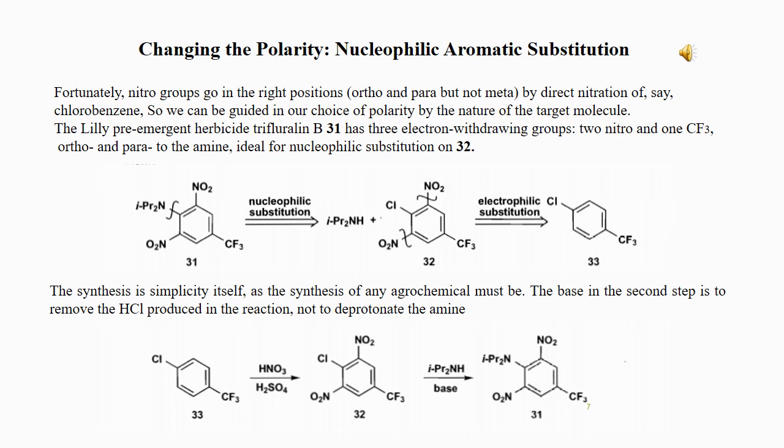After the nitration, we do the nucleophilic aromatic substitution with diisopropylamine. When we do the nucleophilic substitution, diisopropylamine will be attached at the position of chloro. It will be substituting the chloro, and HCl will be produced. That HCl will be acidifying the reaction, so it must be removed. So a base is used to neutralize that HCl. This base is not used to deprotonate the amine, but it is used to remove HCl from there.